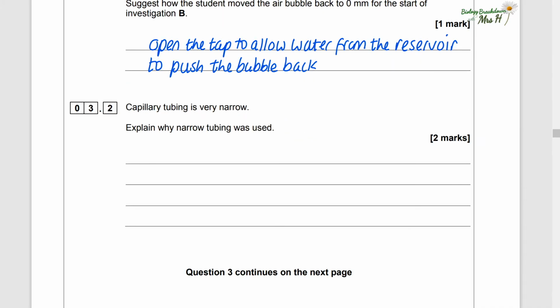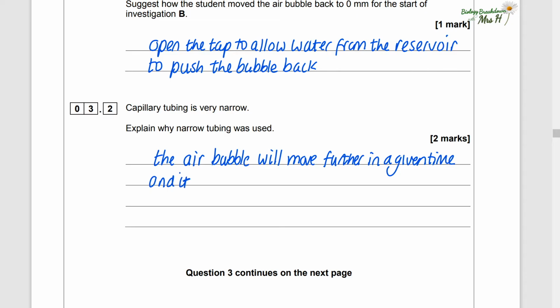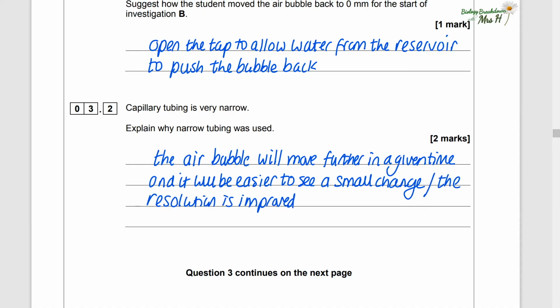Capillary tubing is very narrow. Explain why narrow tubing was used. The air bubble will move further in a given time if you've got a really tiny narrow tube, and it will be easier to see very small changes, and that means the resolution is improved.